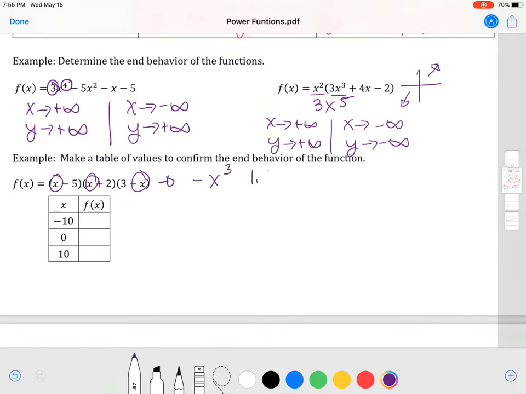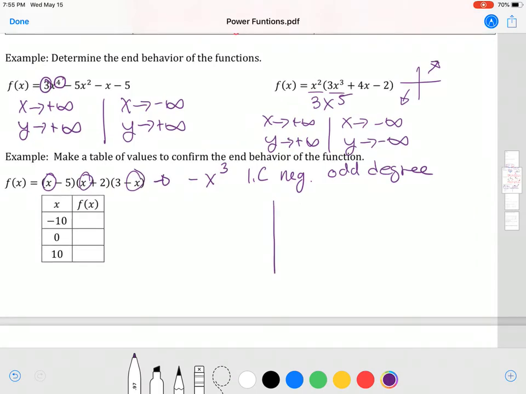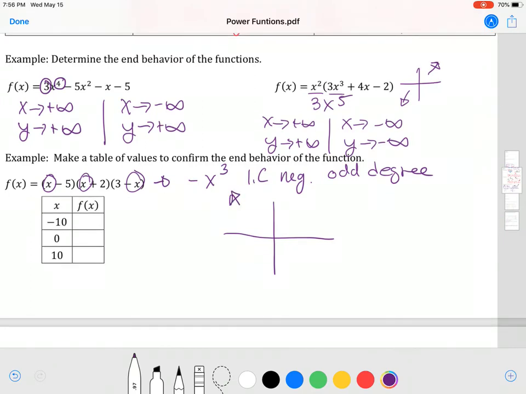So I would have a leading coefficient that's negative, and I would have an odd degree, which means if I were to look at where my arrows are placed, I would have arrows in the second quadrant and in the fourth quadrant. So that means as x goes to positive infinity, y would go to negative infinity. And as x goes to negative infinity, y would go to positive infinity. So there's our end behavior, but then we can use the table to verify it.